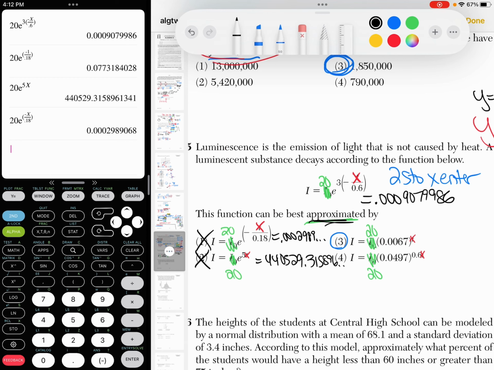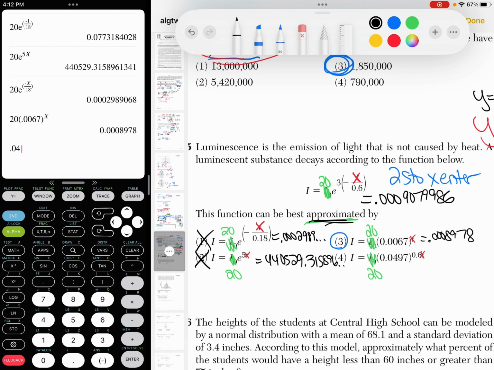This one's kind of hard because sometimes you're plugging in the X, and then I showed you the first time doing it without the X. I love plugging it in with the X. I think it's actually easier, but to each their own, okay? So choice 3 we know is correct. Let's just double check that it matches, and I'm going to plug it into the X. And look at that. I got 0.008978. And then that last one, 0.0497 to the 0.6x.